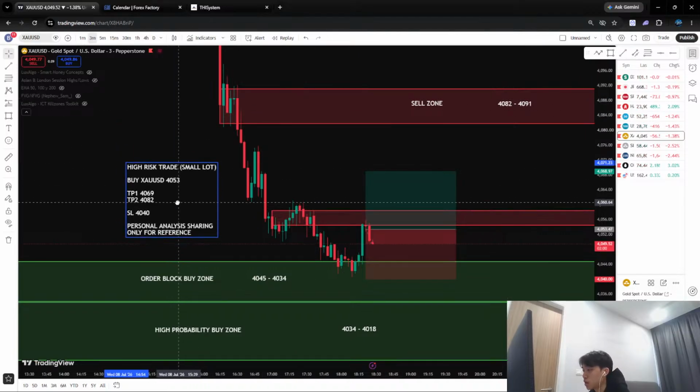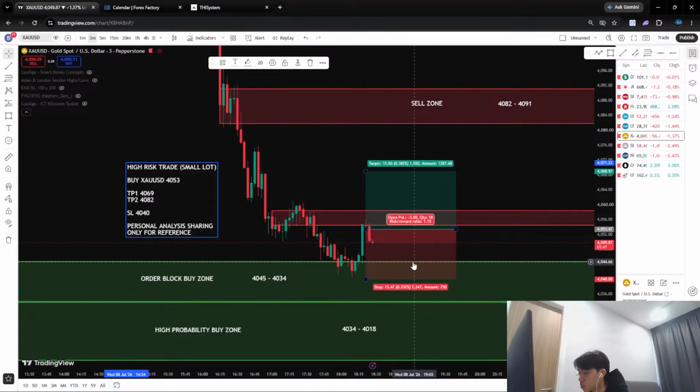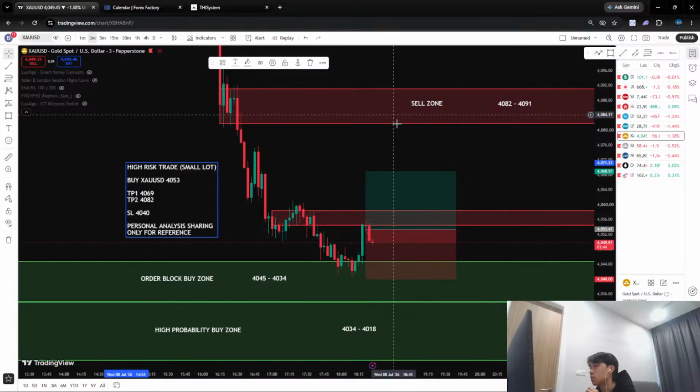We focus on this right here. If it goes down to hunt our SL, then we will wait for this high probability buy zone, no longer this order block buy zone. This is a way to see if price pushes up. So if price pushes up, like I said, we can target this sell zone, and at this sell zone we can do the sell.